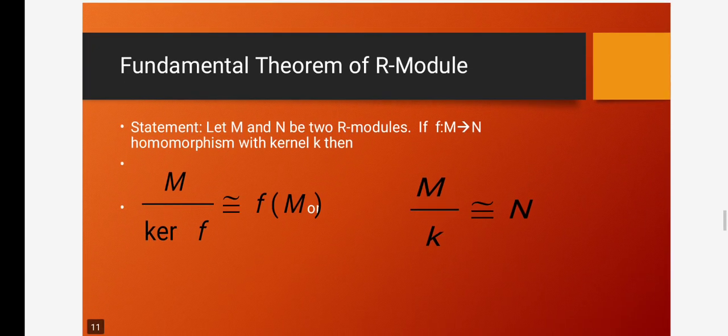Then next is the fundamental theorem of R-modules. The most important theorem in modules. Here is the statement: M and N are two R-modules. If f is a mapping from M to N, a homomorphism with kernel K, then we have to show that M upon kernel f is isomorphic to f of M, or M by K is isomorphic to N.